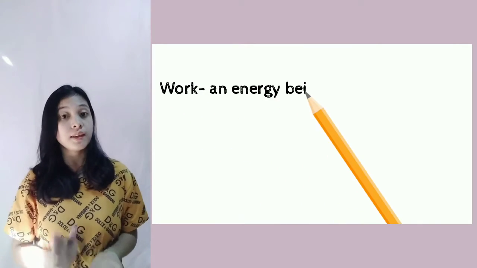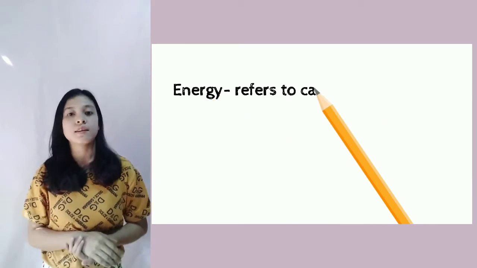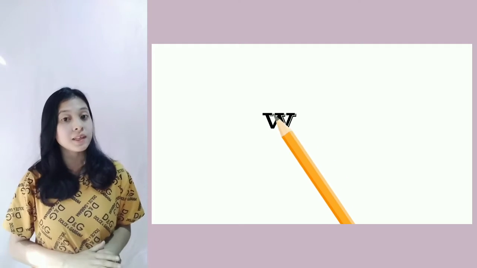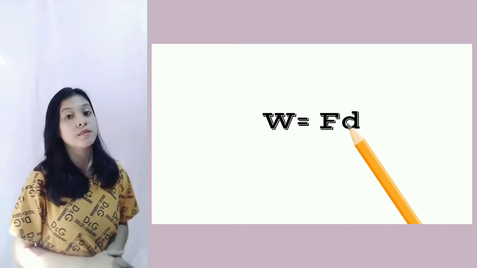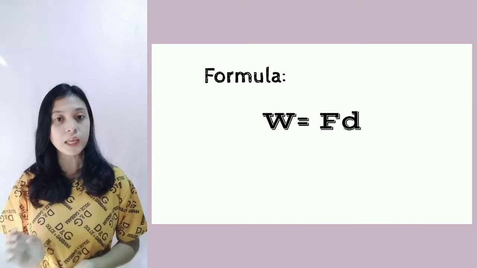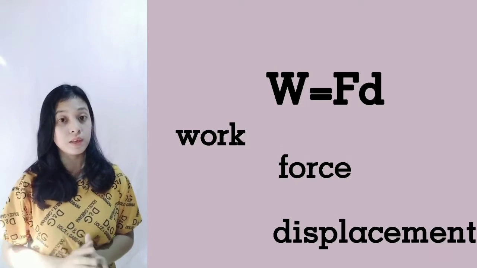But in physics, these words are very specific. When we say work, it is defined as energy being transferred by a force. And when we say energy, it is the ability or the capacity to do work. Now, work is equal to the magnitude of applied force times the displacement of an object. So we come up with the formula W = Fd, or work is equal to the force being exerted times d, the displacement.